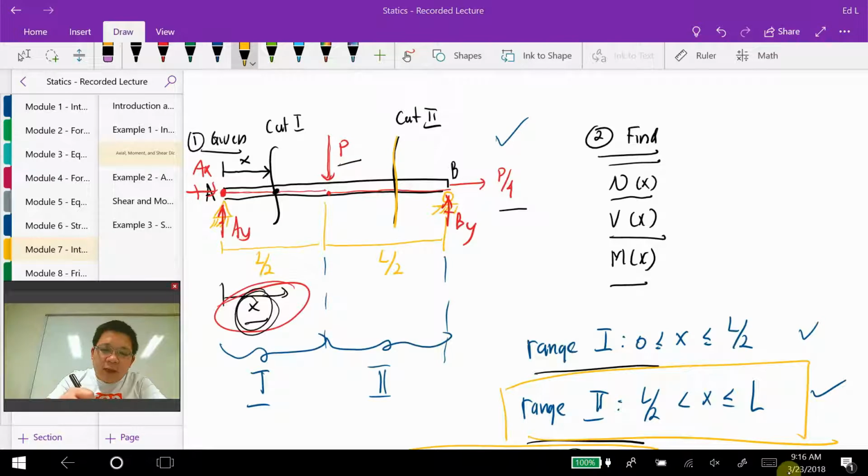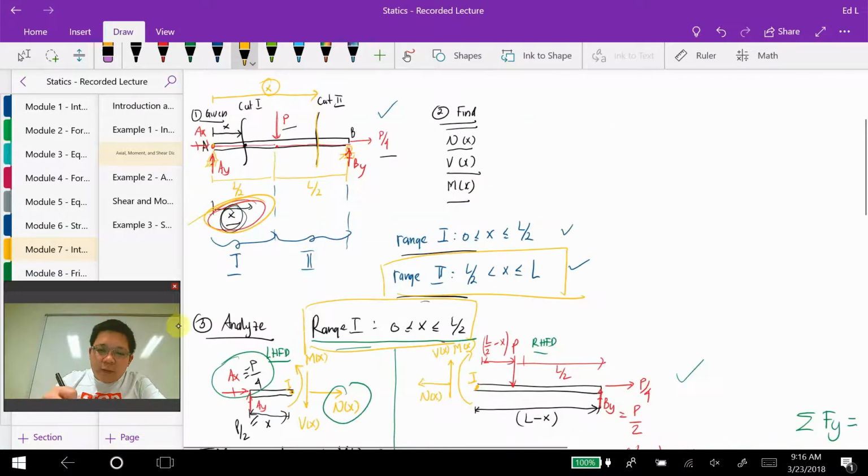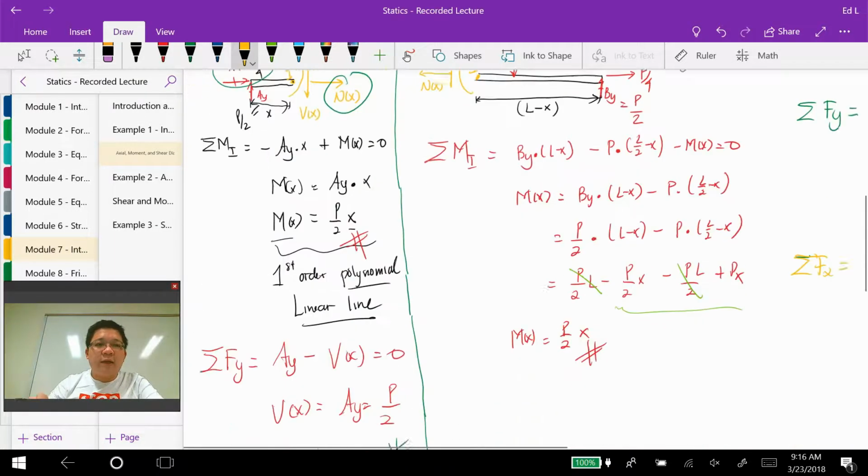Okay, and let's call the distance of that cut x, because we have defined x to be 0 at A, and it increases going to the right. So let's just use x as the distance where we make the cut in the second range. We make a cut right here and divide the beam into the left hand and right hand free body diagrams.